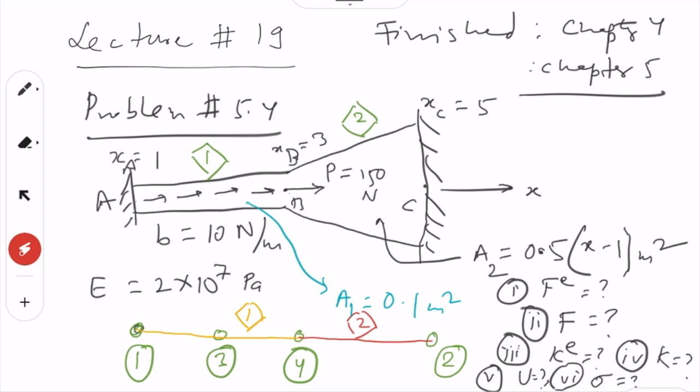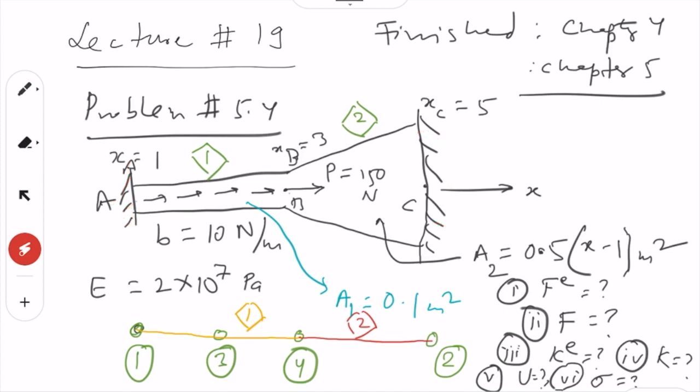There is a structure which is shown here. The first part has a uniform cross section, the other part has a varying cross section. The first part has a distributed load b, which is b equal to 10 Newton per meter. The second half does not have any b, however, there is a concentrated load given at the interface of these two sections at point B, and this load is P equal to 150 Newton. Both the ends are fixed.